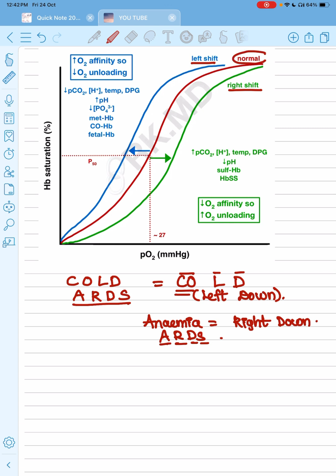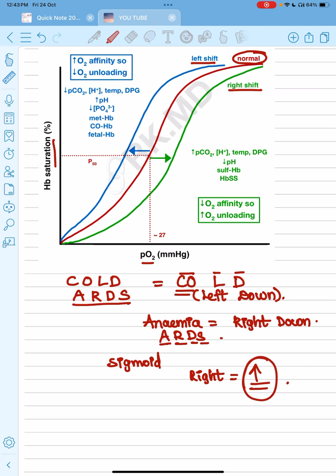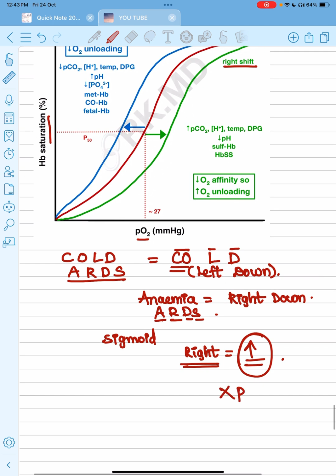So here you can see this is the normal. This is a sigmoid shaped curve of PO2 and Hb saturation when the graph shifts to right. For that, you have to remember everything increases in right. Something that is increasing will cause a right shift except pH. So here you can see increased PCO2, increased H plus ions, increased temperature, and increased 2,3-DPG. So all increase will cause rightward shift.